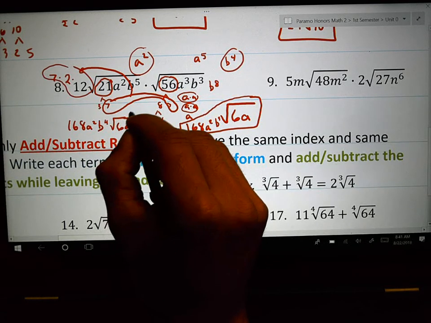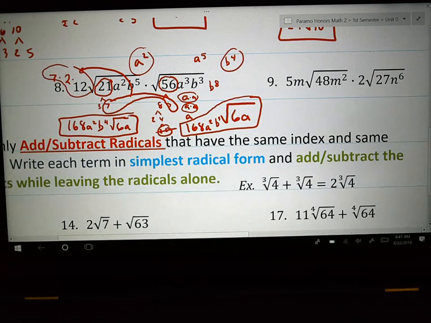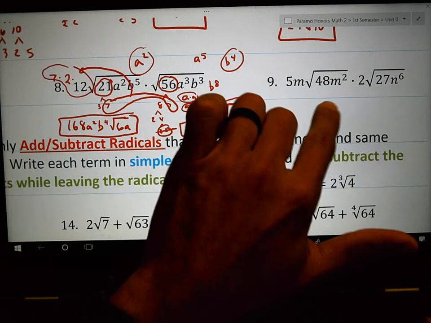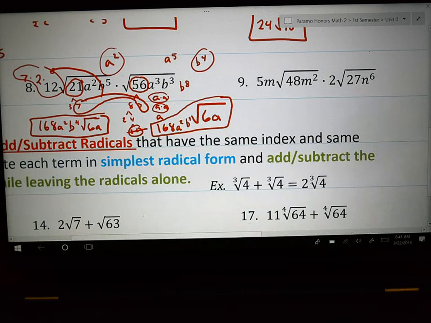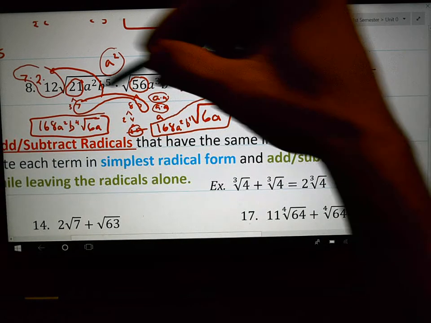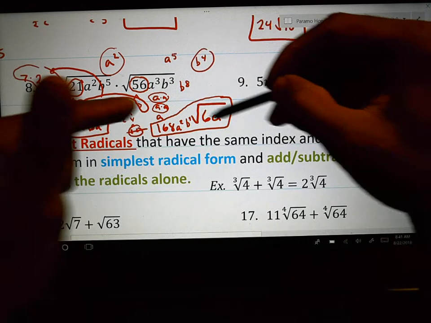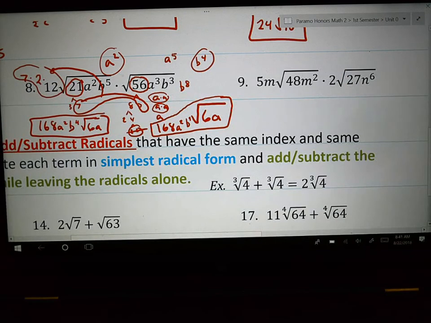The only reason I say that is because if you're taking a quiz or a test and I can't read it, if I have to guess, usually you don't get full credit. So keep that in mind. If you were doing what I just did right there, rewrite it. It'll help your grade, especially if you know what you're doing. Number 9.